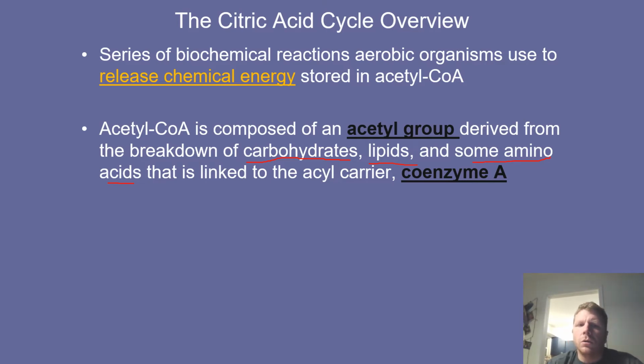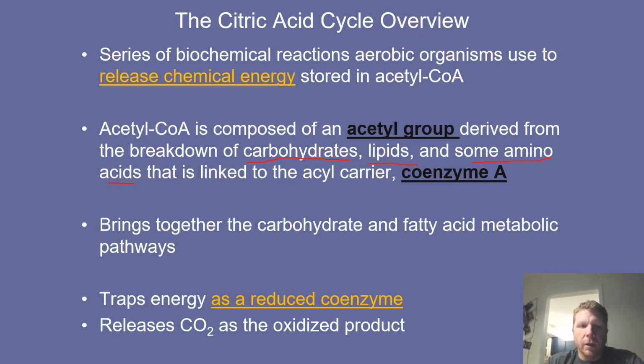Okay, so we already talked about carbohydrate metabolism, and we talked about breakdown of carbohydrates. So that acetyl group is derived from glucose, for instance, that we ultimately break down into pyruvate. Now, the citric acid cycle brings together the carbohydrate and fatty acid metabolic pathways. The metabolic pathways that pertain to fatty acids we're going to get into for, I believe, exam number 4.